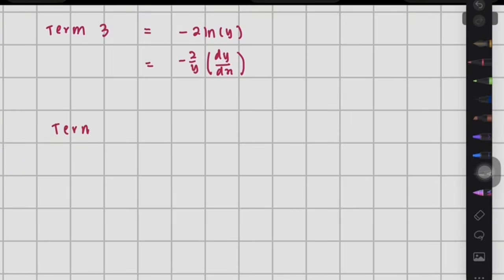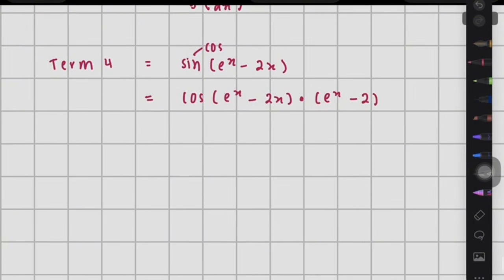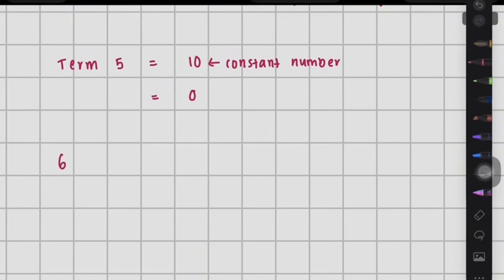Alright, term 4, sin e to the power of x minus 2x. When we differentiate sin, it will become cos. So cos e to the power of x minus 2x, then multiply with the differentiation of the inside, e to the power of x minus 2. Term 5, 10. 10 is a constant number. A constant number will always be 0. And then we put it together.